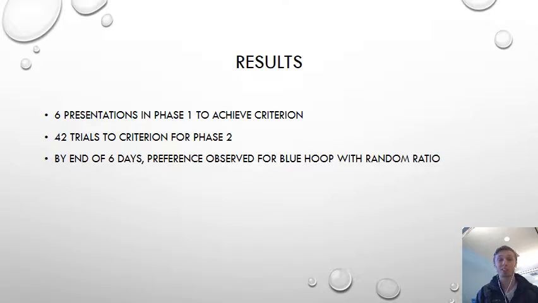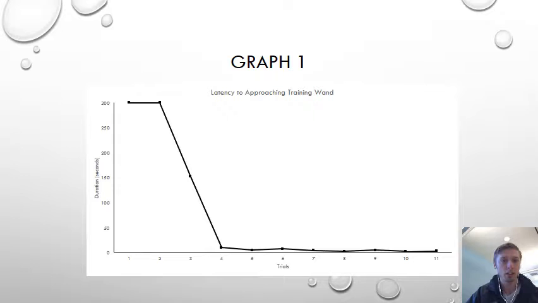Results for phase 1: it took 6 presentations of the training rod to get the criterion I wanted for him following the hoop. Phase 2, for just going through the hoop, took 42 trials. And you'll see in the graphs I'll pull up in a bit, at trial 24, I don't know what the deal was. I don't know if it was water quality, but he had a really high latency for going through the hoop. Just doing really weird, distracting behavior, just following the walls. Sometimes his reflection got him excited or what. And by the end of 6 days, there was a preference observed for the blue hoop with the random ratio, which you just saw in that video. Definitely gravitating towards that.